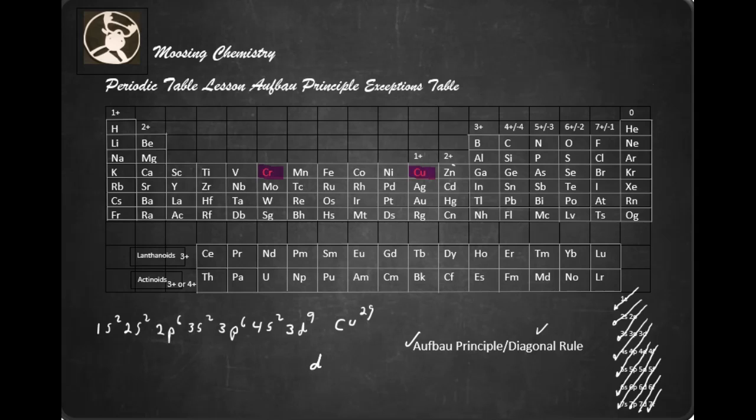This D subshell will hold 10 electrons, and you are only 1 electron away from filling it. So what you're going to do in this exception is take 1 off the 4s2, make that a 1, and then make this 3d10. So that configuration is actually going to look more like this: 1s2, 2s2, 2p6, 3s2, 3p6, 4s1, 3d10. And this is the correct electron configuration for copper.